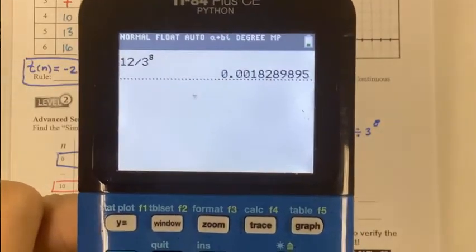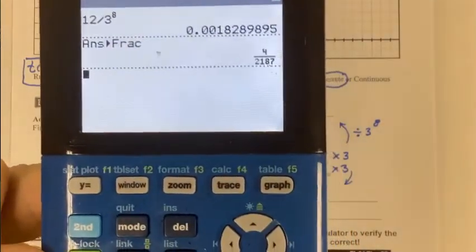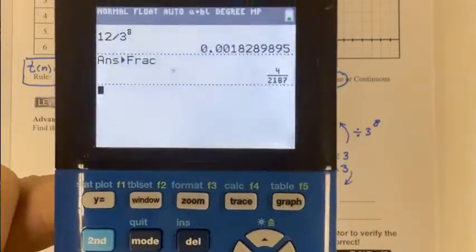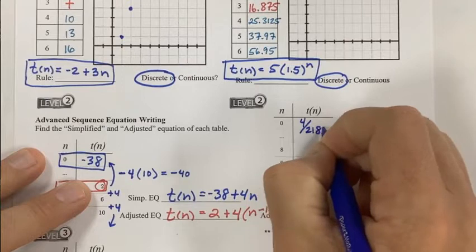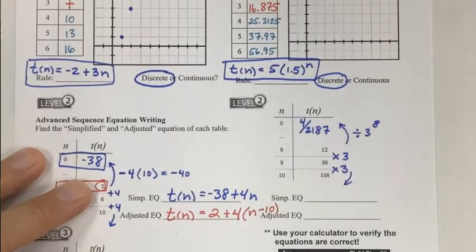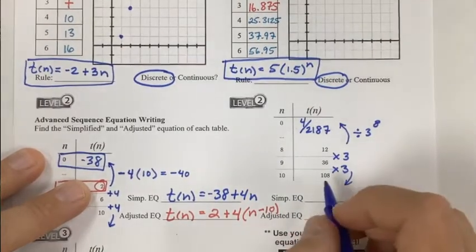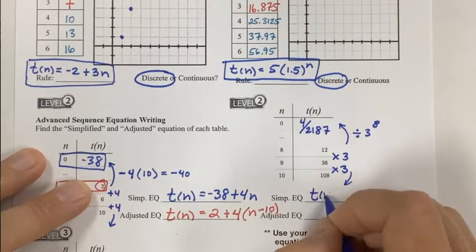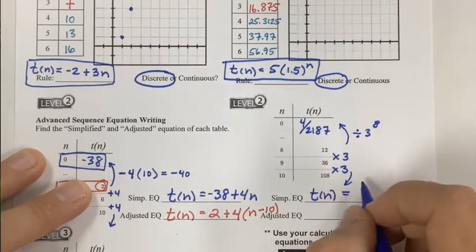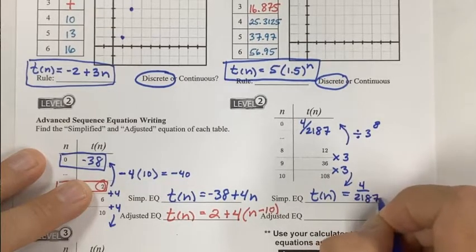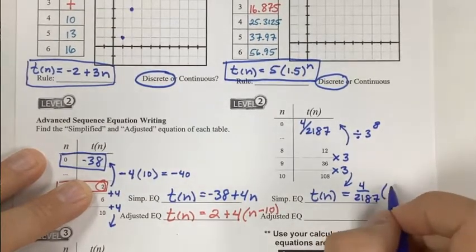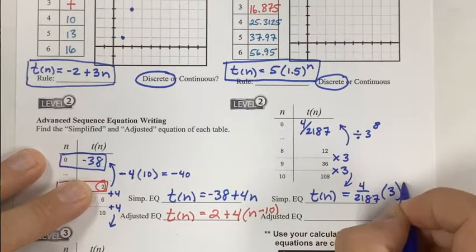So if I press math, enter, enter, that's the fraction I'm talking about. 4 over 2187. That's your zero term. Now you're ready to write the simplified version as well. So I'm going to say t of n equals, and my simplified version will be 4 over 2187, and then times the multiplier, which is 3, and then to the power of n.